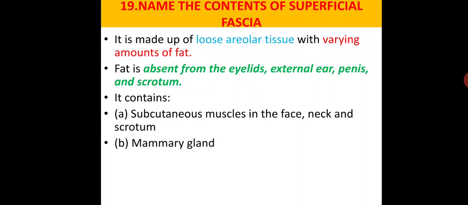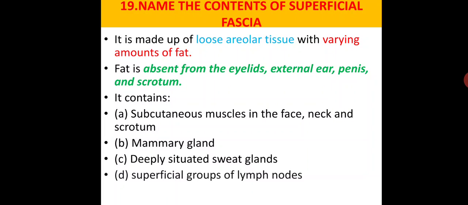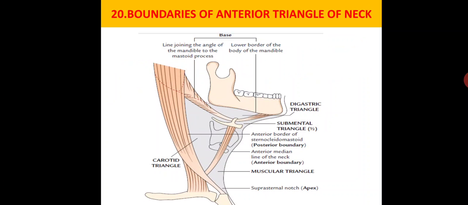And the superficial fascia also contains the mammary gland in females and deeply situated sweat glands, and a superficial group of lymph nodes is also present, and some cutaneous nerves and vessels are also present in the superficial fascia.